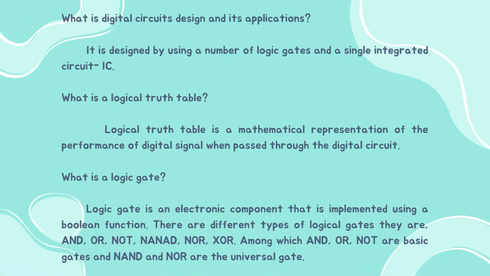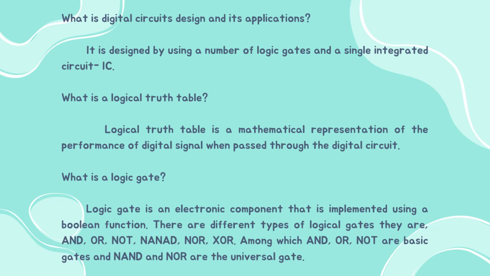What is digital circuit design and its application? It is a branch of electronics which deals with digital signals to perform various tasks to meet various requirements. So, a digital circuit is designed by using a number of logic gates on a single integrated circuit, IC. A logical truth table is a mathematical representation of the performance of a digital signal when passed through the digital circuit. A logic gate is an electronic component that is implemented using a Boolean function.